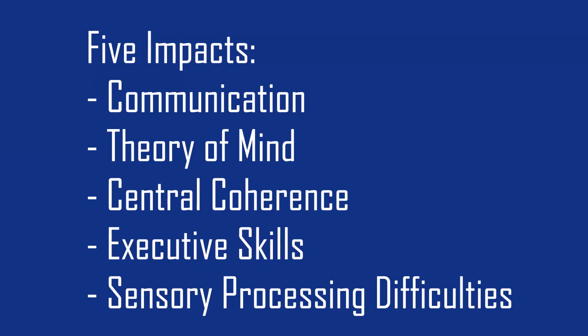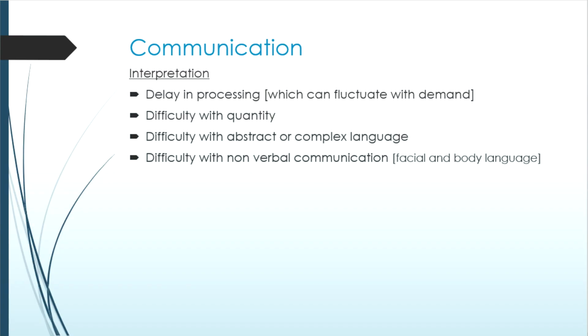So if we want to look at the 5 impacts of autism, we look at communication, the 3 theories, which are theory of mind, central coherence and executive skills, and sensory processing differences. We'll start with communication. This breaks down into the interpretation of language and the presentation of language.